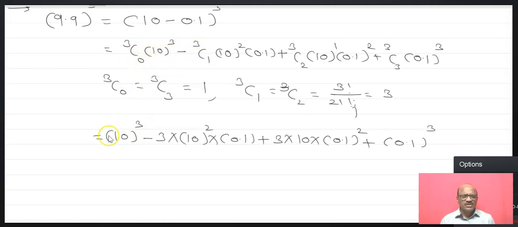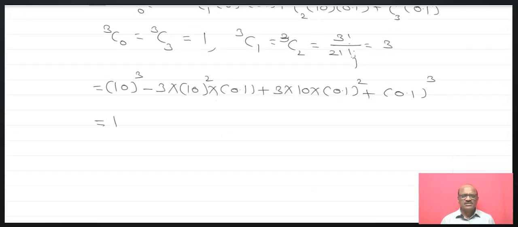Minus 3c1, that is equal to 3, into 10 raised to 2 into 0.1. Now 3c2, that is 3, into 10, into 0.1 bracket square, and 3c3, that is equal to 1, into 0.1 bracket raised to 3. These are the values. Now we'll perform their calculations.